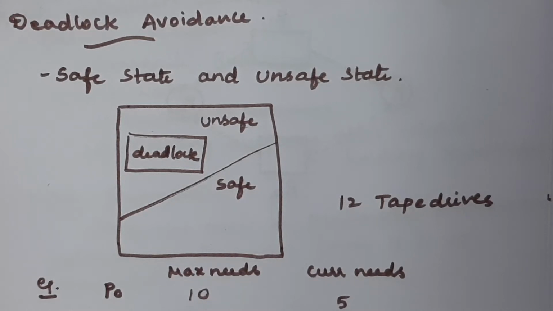Hello everyone. In this video we will discuss deadlock avoidance. We already know how to prevent deadlock. We need to deny any one of the necessary conditions for deadlock to occur. As we discussed, there are four necessary conditions: mutual exclusion, hold and wait, no preemption, and circular wait. If at least one of the conditions is denied, then deadlock will not occur in the system. Otherwise, we can also say the system will exist in a safe state.